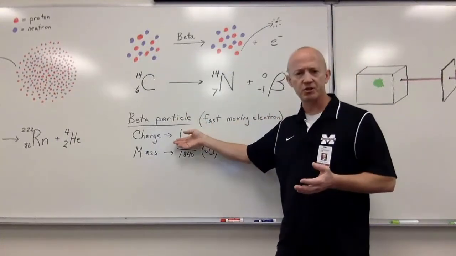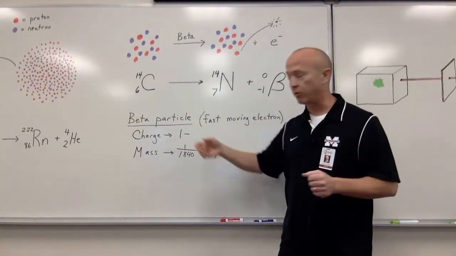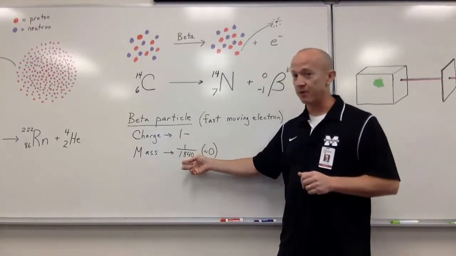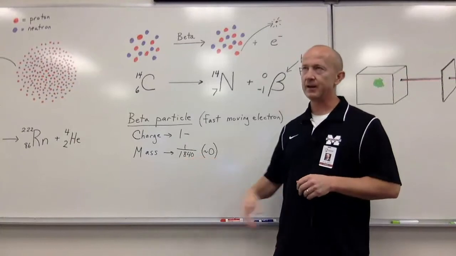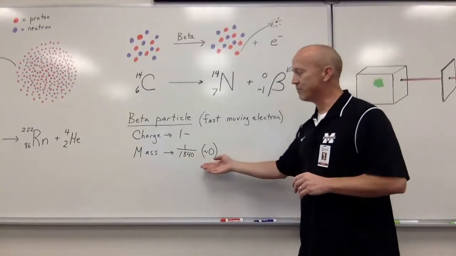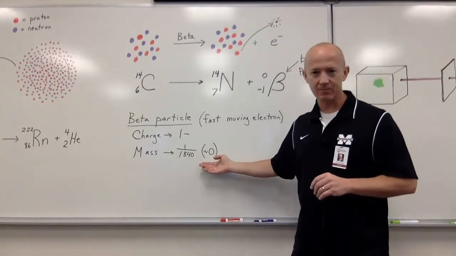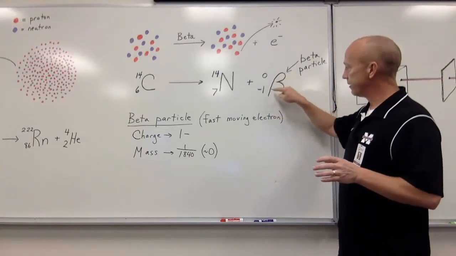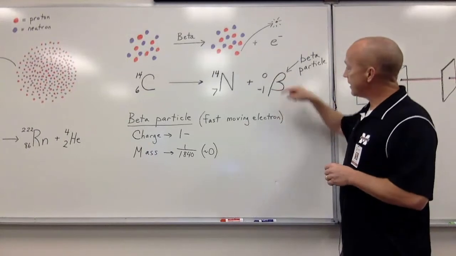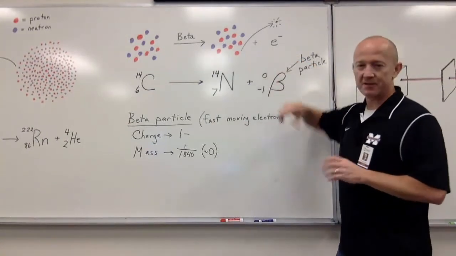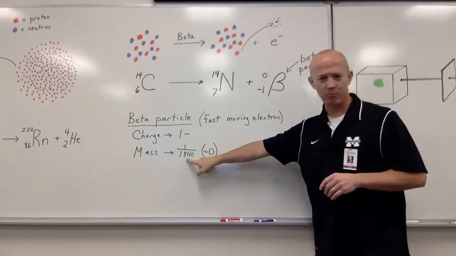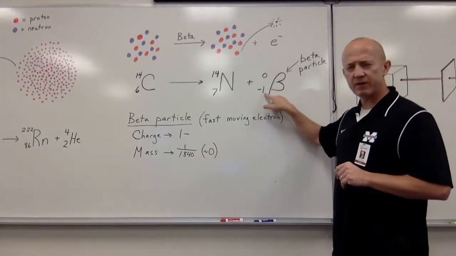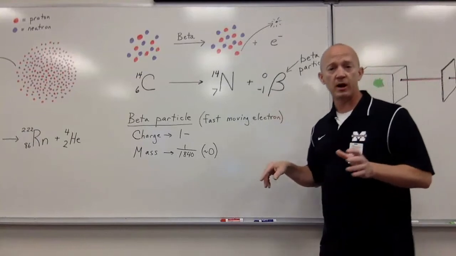It has a charge of 1 negative unit, -1, and the mass is 1/1840th of an AMU. Extremely small, so we basically just say 0. To signify a beta particle, we use the Greek letter beta. And we have a mass of 0. It's a little hard to write 1/1840th, so we just say 0. But you'll notice we have a -1 here. Let me show you why.